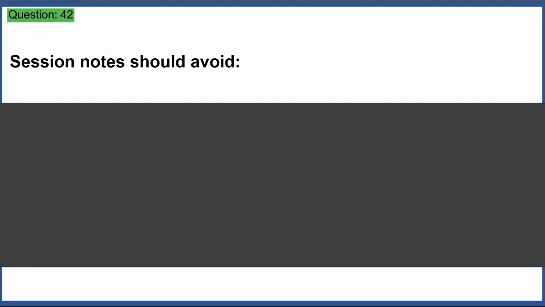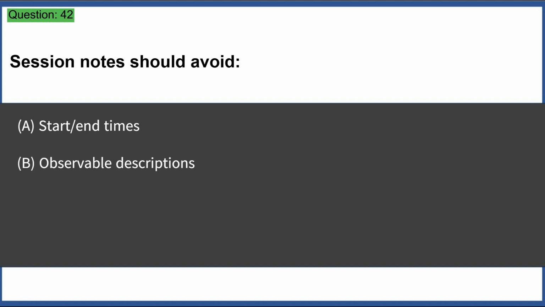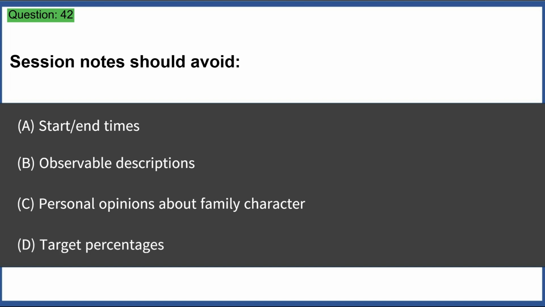Session notes should avoid A. Start/end times. B. Observable descriptions. C. Personal opinions about family character. D. Target percentages. Answer C. Subjective/judgmental commentary.